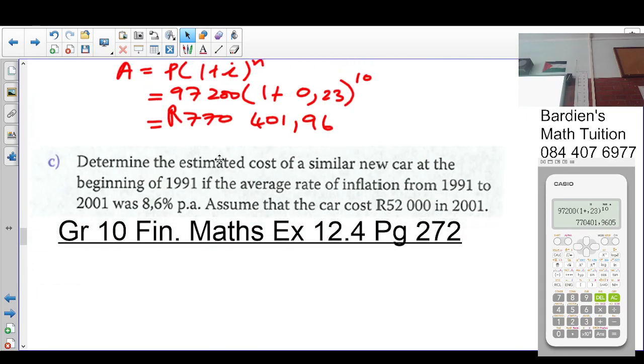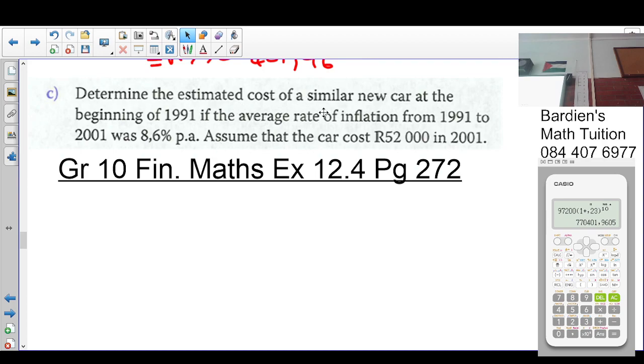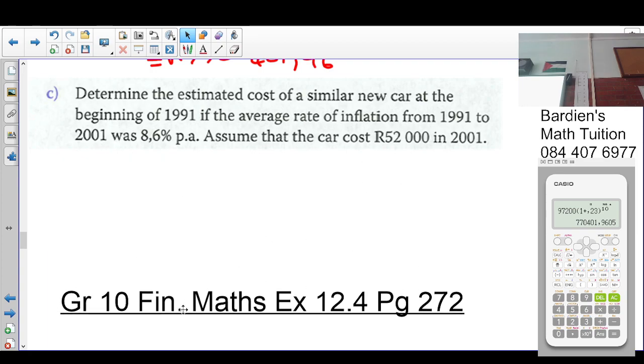C says determine the estimated cost of a similar new car at the beginning of 1991, if the average rate of inflation from 1991 to 2001 was 8.6% per annum. Assume that the cost of the car is 52,200 in 2001. Okay. So in other words, is this my A value or my P value? Your A value, because that is the end of the time period. You determine the estimated cost of a similar new car at the beginning of 1991, so in other words, I'm calculating my P value.